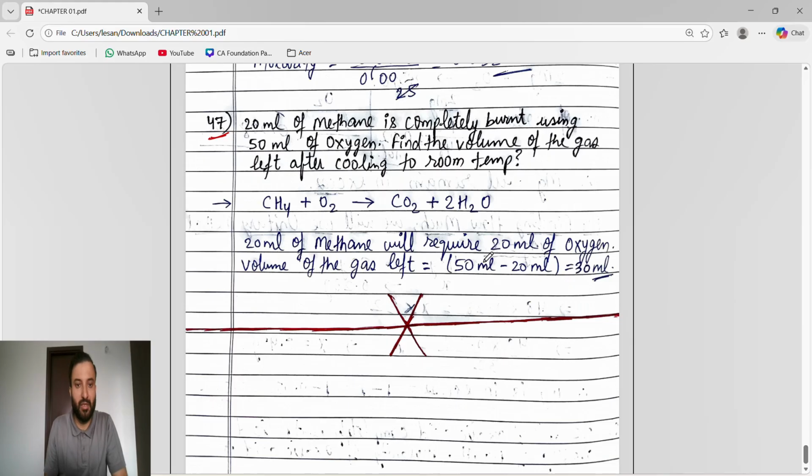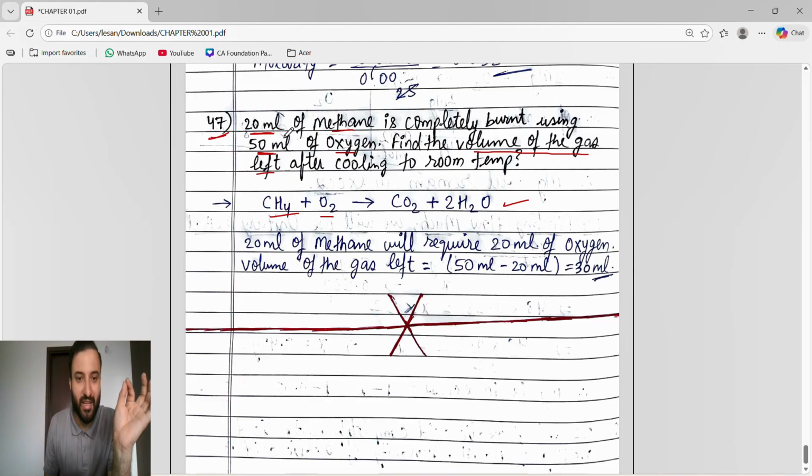Now last, see: 20 ml of methane CH4 is completely burnt using 50 ml of oxygen O2. We will get CO2 plus 2H2O after balancing. Find the volume of gas left after cooling to room temperature. We have to find the volume of gas left. This question is very simple, it came in the exam. This is the twisted part of the question, but you can solve this question in just 1 minute.